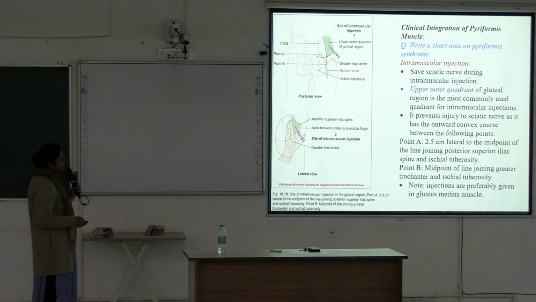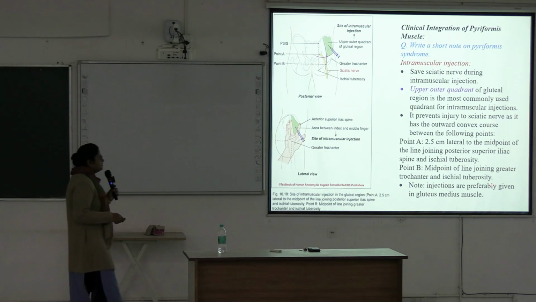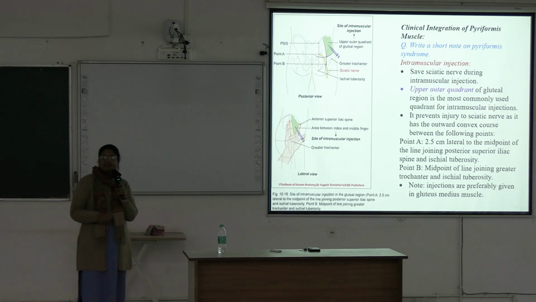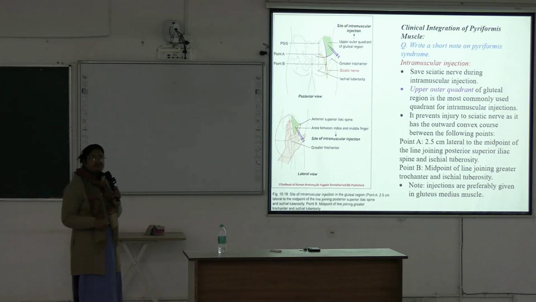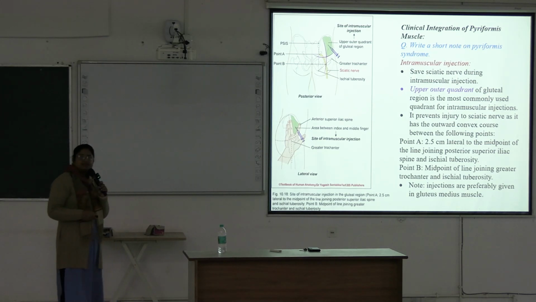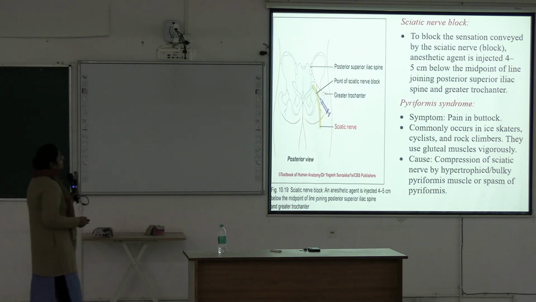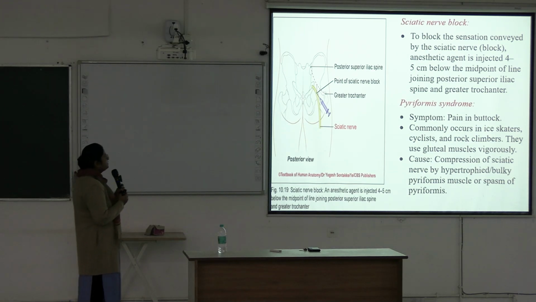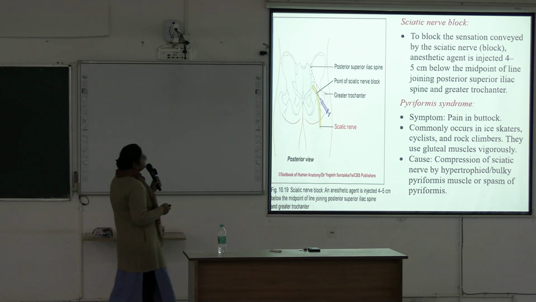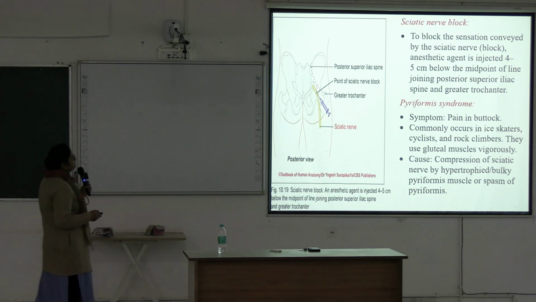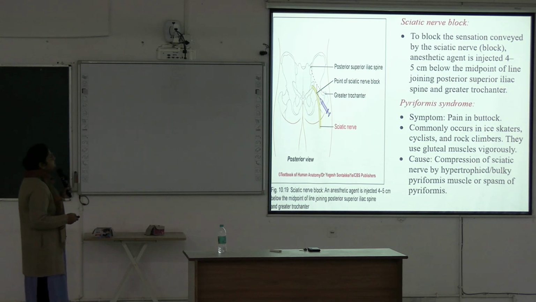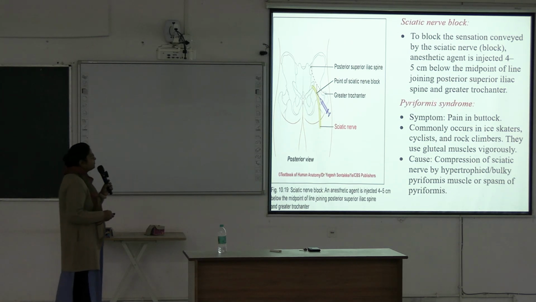This is the curved course, and injections are preferably given in the gluteus medius muscle, okay, not in maximus. That is also important. We don't give the injection in maximus, we give in gluteus medius. And sciatic nerve block, this is also important. To block the sensation conveyed by the sciatic nerve, anesthetic agent is injected 4 to 5 cm below the midpoint of the line joining posterior superior iliac spine and greater trochanter.